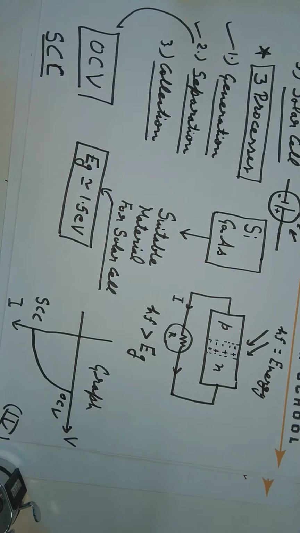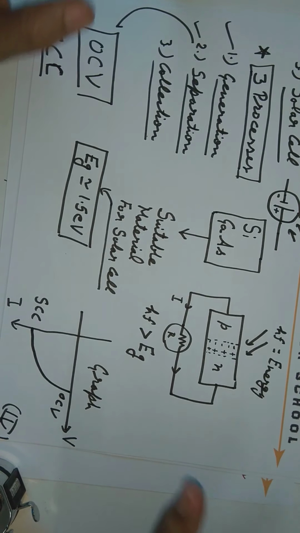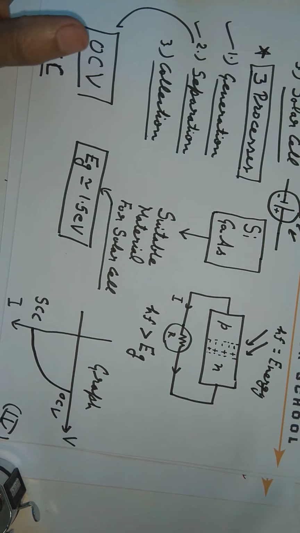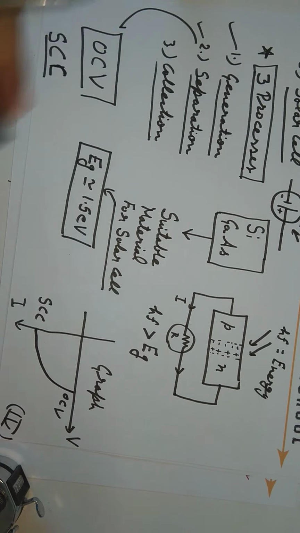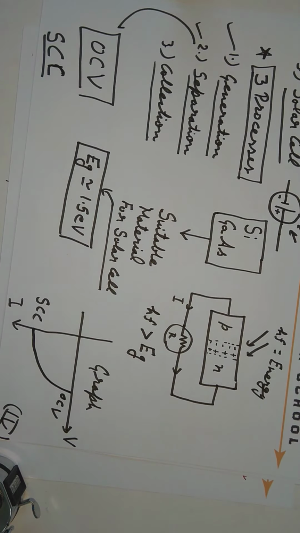Generally we do not use a single solar cell, we use a panel of solar cells, and we call it a solar panel. We multiply the voltage generated by each individual cell, and thus we can get 220 volt, 110 volt, 12 volt, whatever we want.